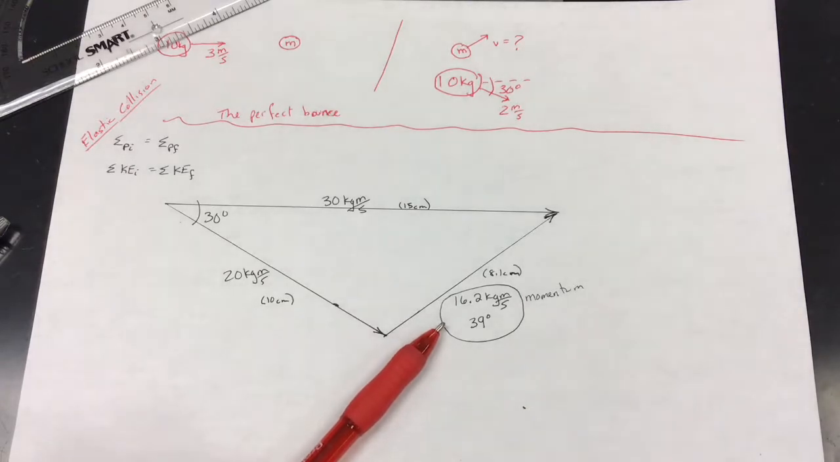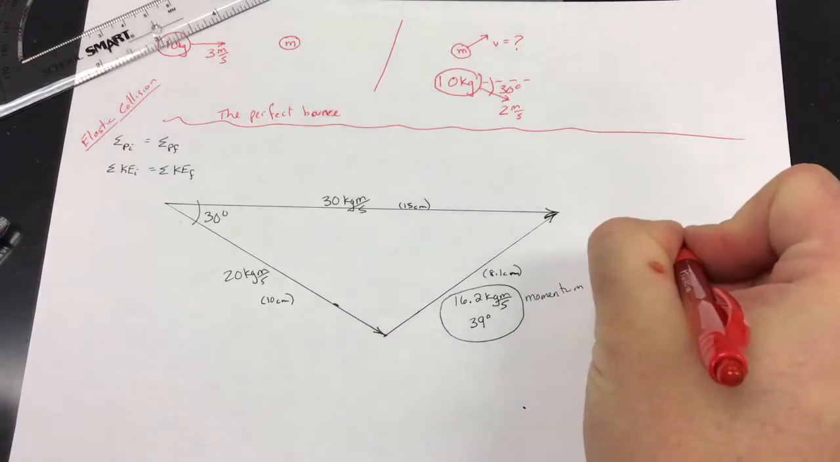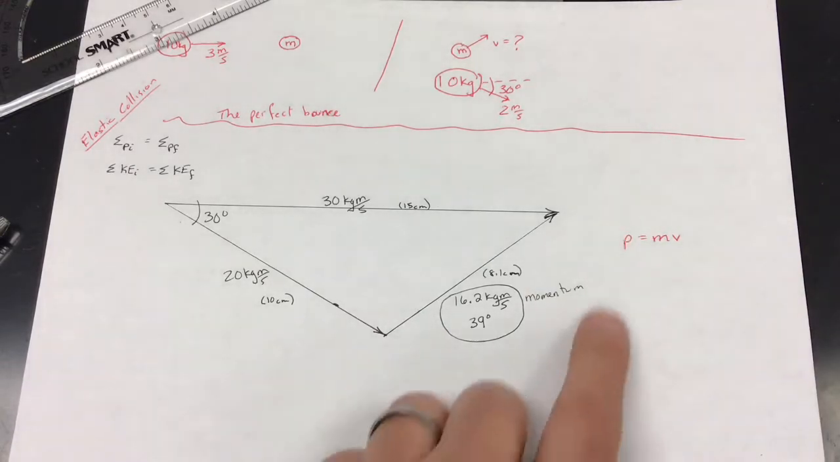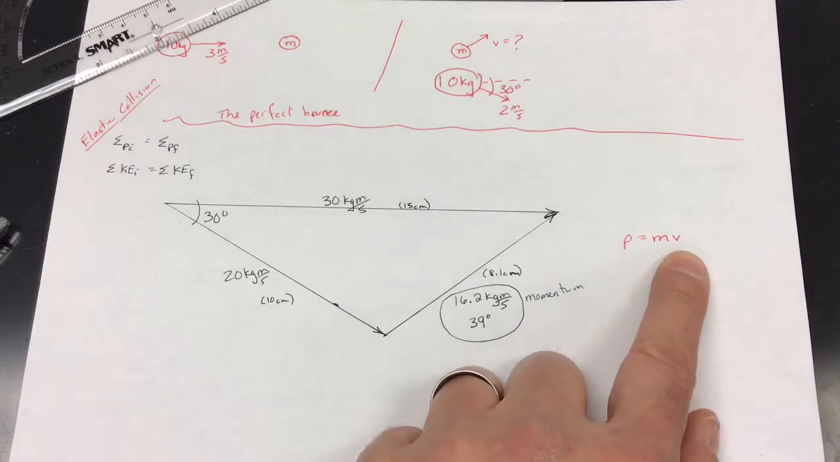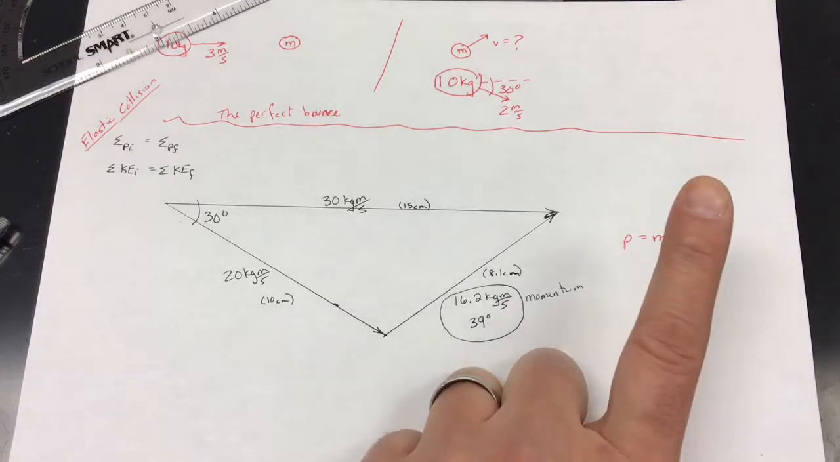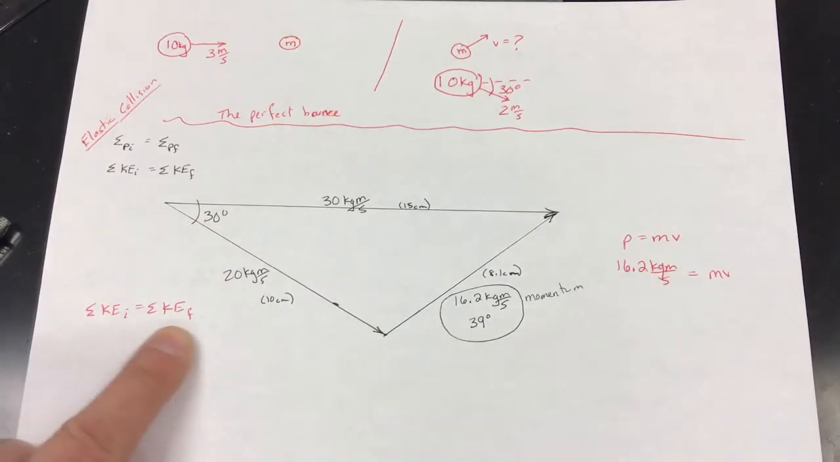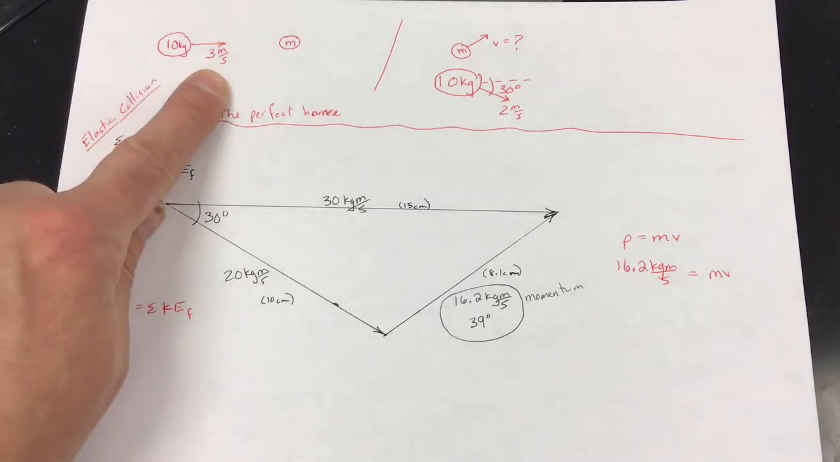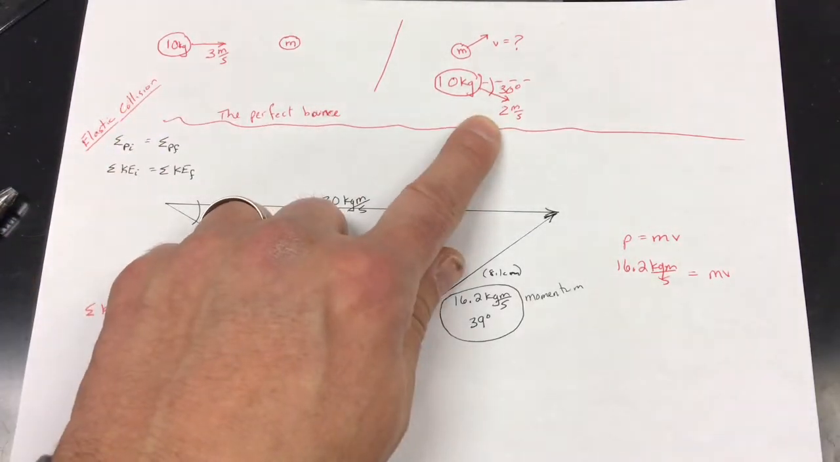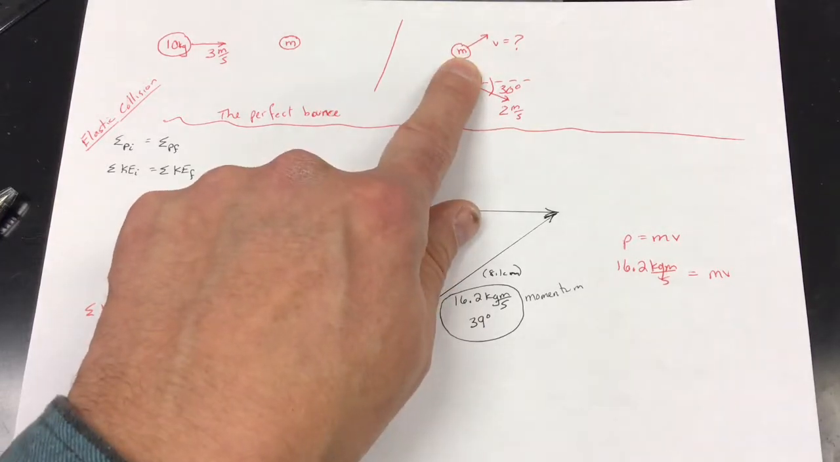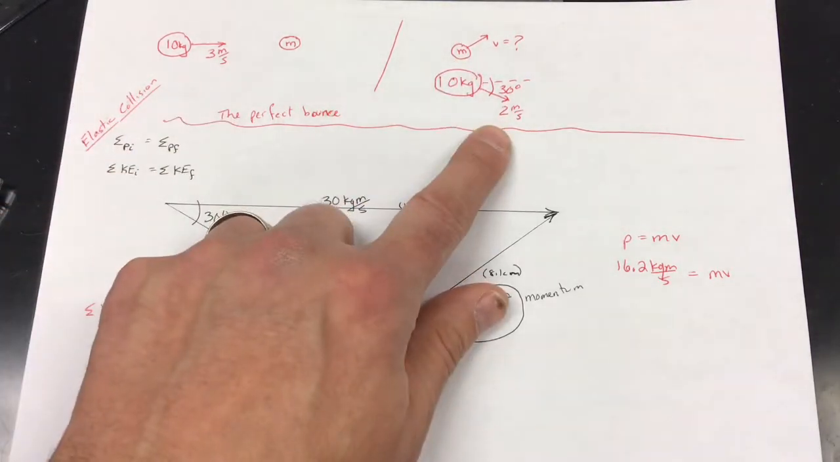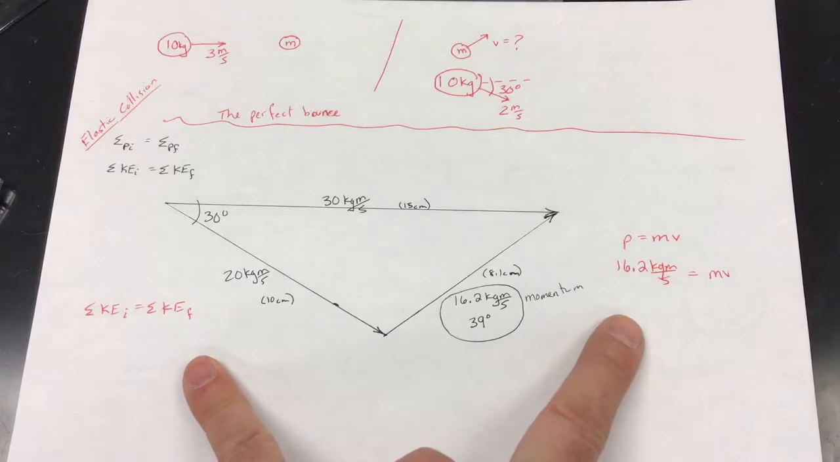But that's p equals mv, and that leaves me with two unknowns. Both the mass and the velocity are unknown. But I do have a second equation. Check this out: the total kinetic energy at the beginning is equal to the total kinetic energy at the end, which is 1/2 mv squared equals 1/2 mv squared plus 1/2 mv squared. I know the mass and velocity. Wait a minute, I've got two equations and exactly the same two unknowns.